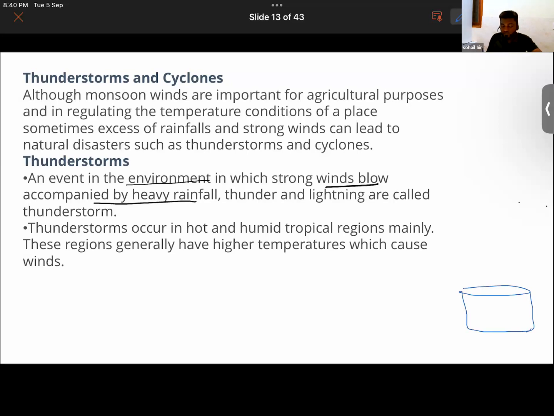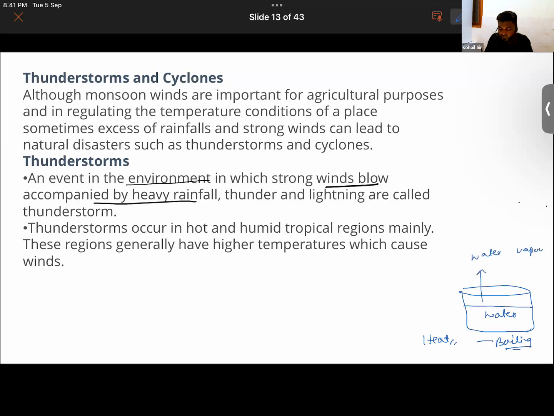Suppose you have water here in a tumbler and you are boiling it. So boiling it means you are providing it with some amount of heat. Water molecules are absorbing that heat now. And the water changes into water vapor.